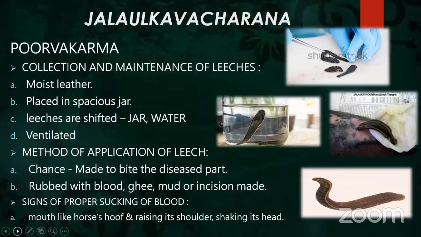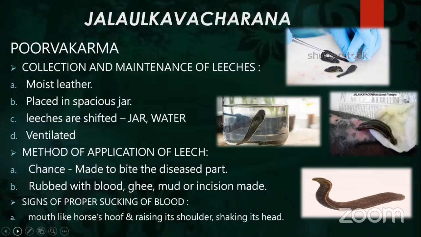Purva karma is preparatory methods. What all are the preparatory methods? First of all, we know which is the Visha type and which is non-Visha type. So where do we collect all those leeches? We have to collect the leeches from a fresh lake, pond or something, which is very fresh water. We have to collect from there.